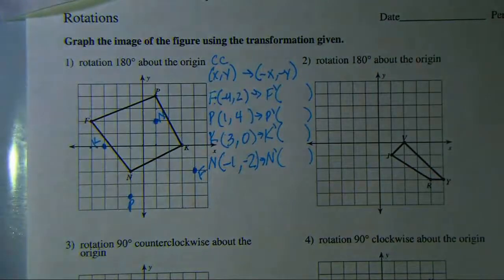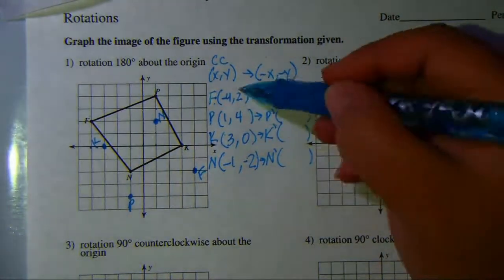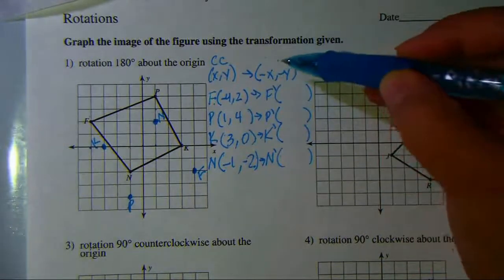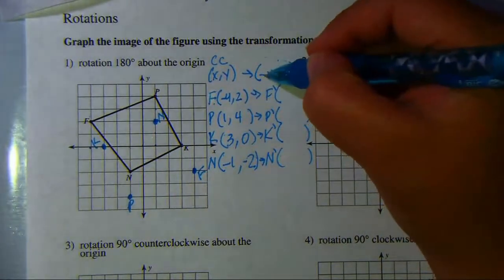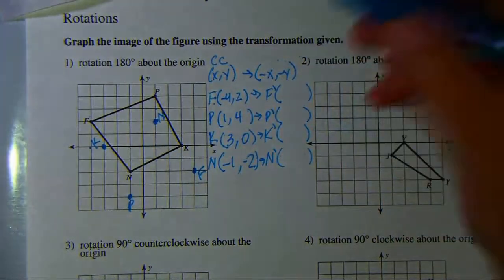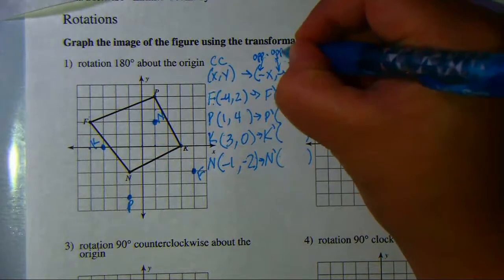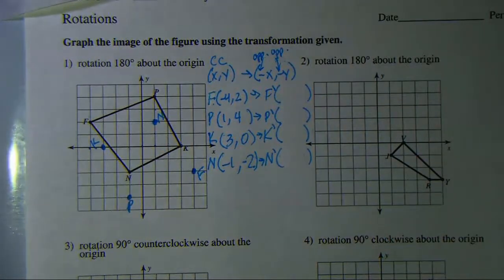Okay, so if those are my original points, my pre-image points, following this rule, the negative, remember, means opposite. So does that one, opposite. So if it starts positive, then it becomes negative. If it starts negative, then it becomes positive.